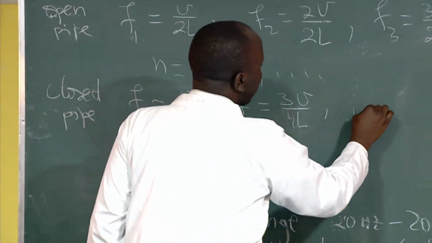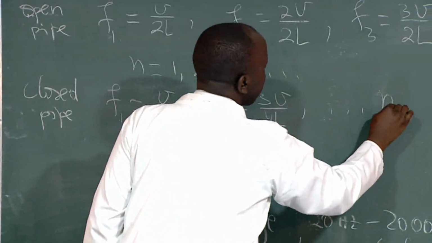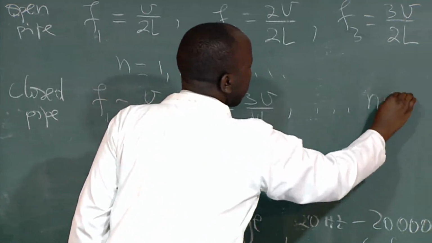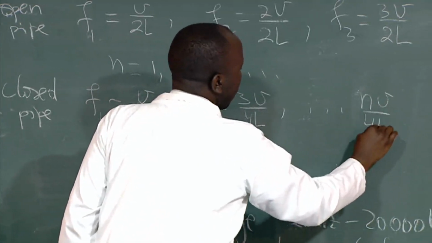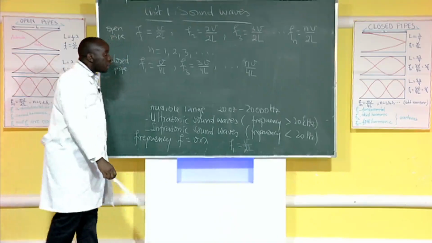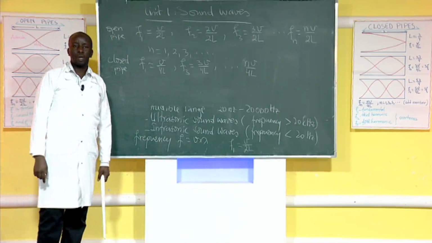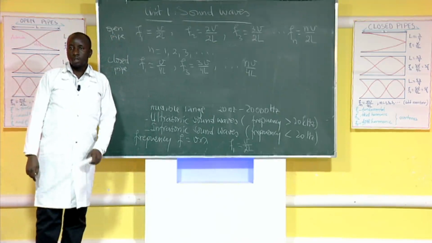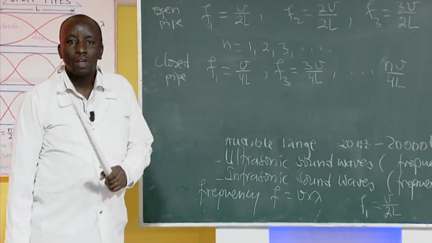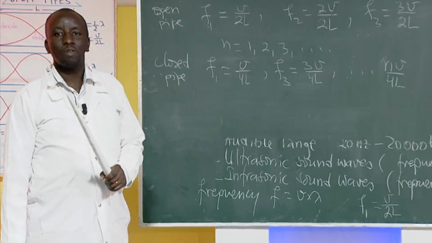And then we continue, but we find that if we say this is nV over 4L, n here will always be an odd number. That is 1, 3, 5, 7, and so on.